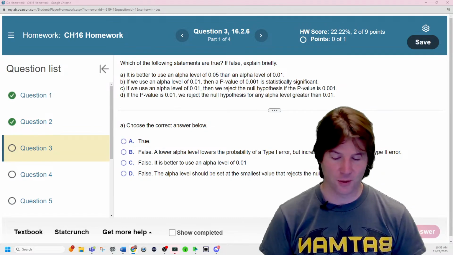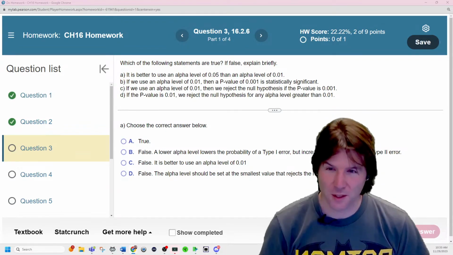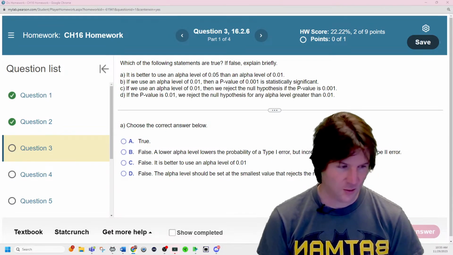We don't accept the null. We either reject or don't reject the null. So really good question there. My Pearson coming back strong right here with some good questions.